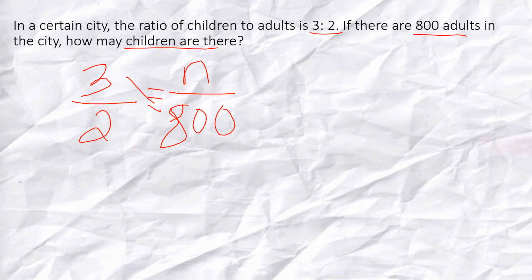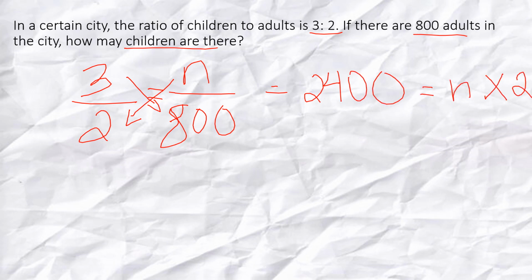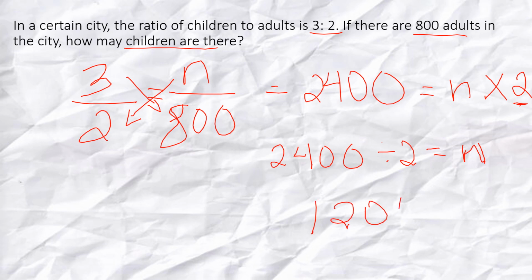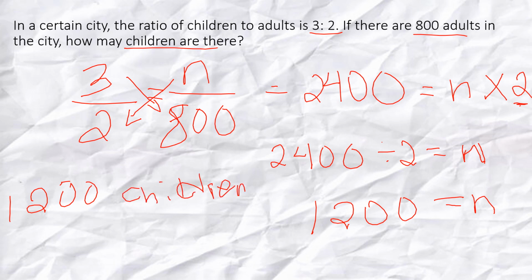After that, let us do the cross multiply. So 3 times 800 is 2,400 equals n times 2. Next, divide 2,400 by the number 2. So 2,400 divided by 2 equals n. 2,400 divided by 2 is 1,200 equals n. So therefore, there are 1,200 children for every 800 adults.